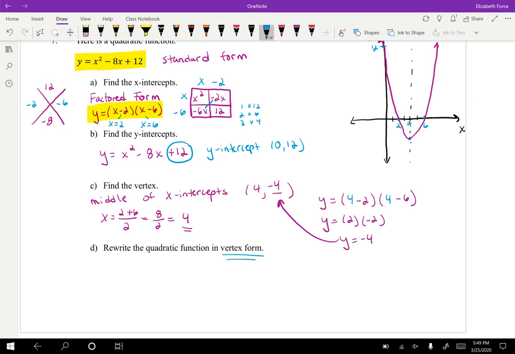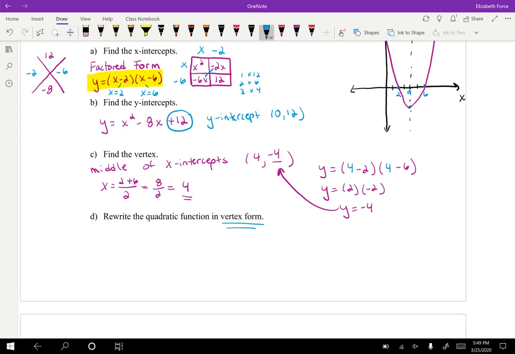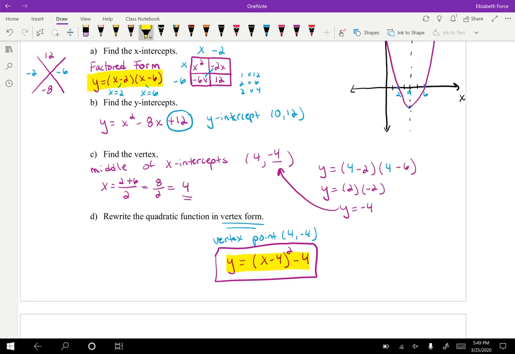In order to write it in vertex form, let's make sure we know the vertex point. So your vertex point was 4 comma negative 4. So when we write it in vertex form, we're going to write y equals, flip the x coordinate, so minus 4, put the square on the outside, and then put the y coordinate at the end. And now you have your parabola in vertex form.